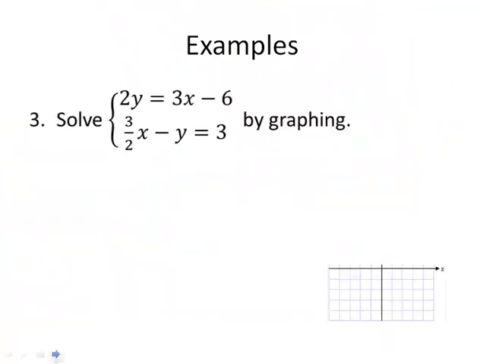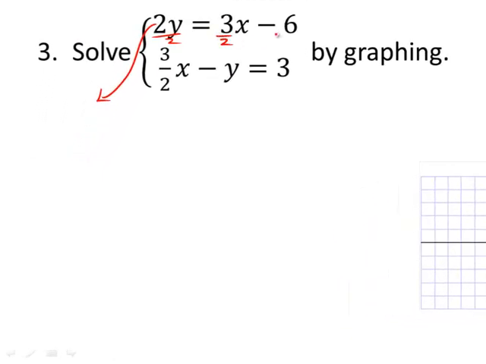Let's take a look at the next example. So let's solve the first equation so that we can graph it easier, and that's if we solve it into y equals mx plus b format. All we need to do here is divide all our terms by 2, and we'll have y on its own. So we'll have 3 over 2x minus 3.